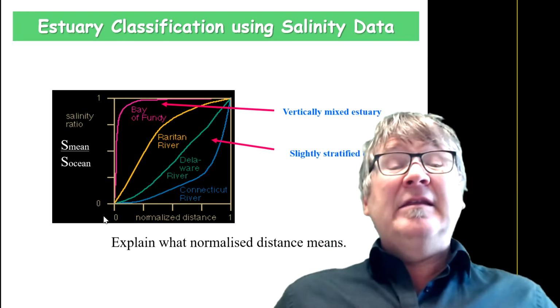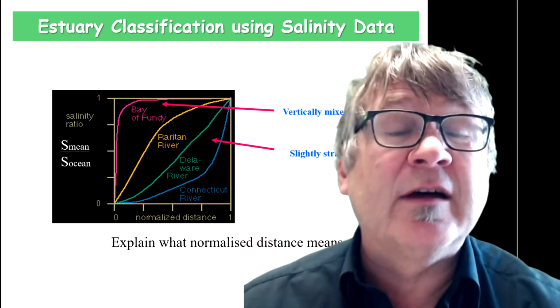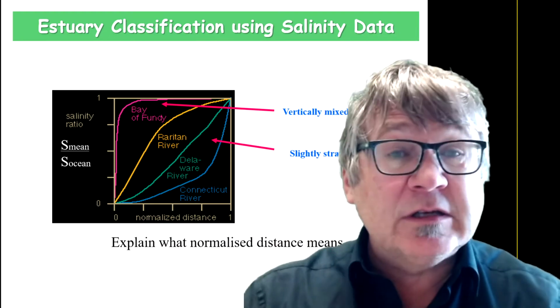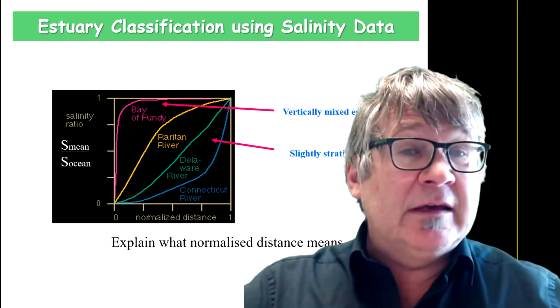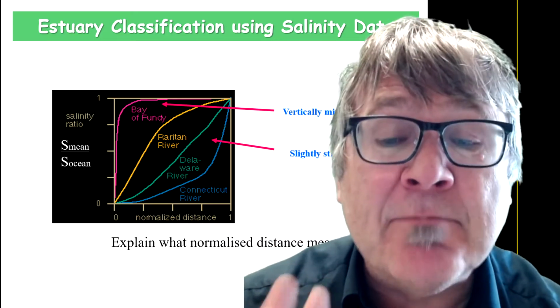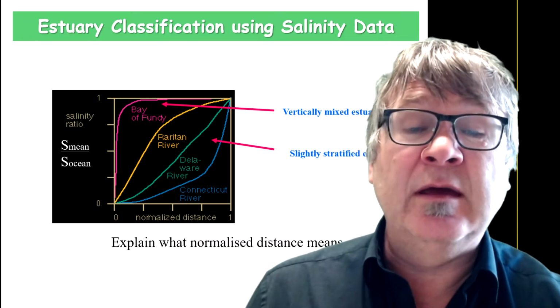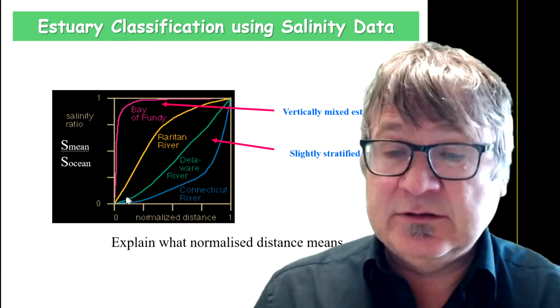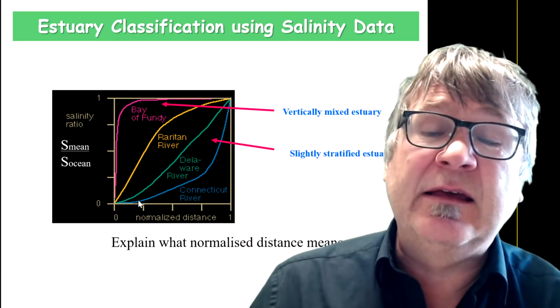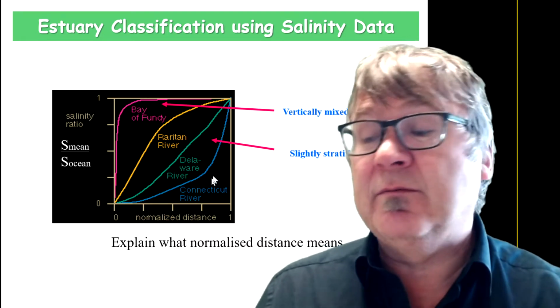On the other hand, if you have strongly stratified estuaries, you have a low salinity along most of your estuary, and often the salt wedge is found in the adjacent ocean. Here's one example for a strongly stratified estuary, the Connecticut River. You can see here.